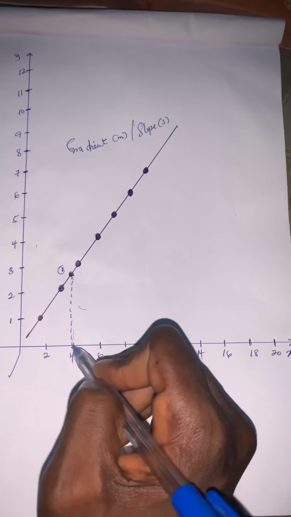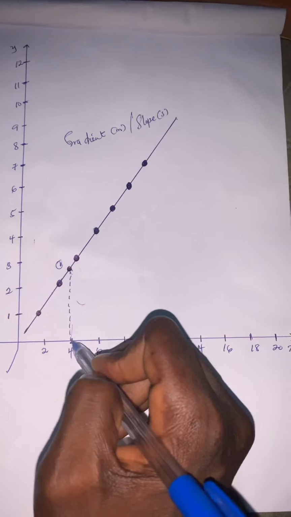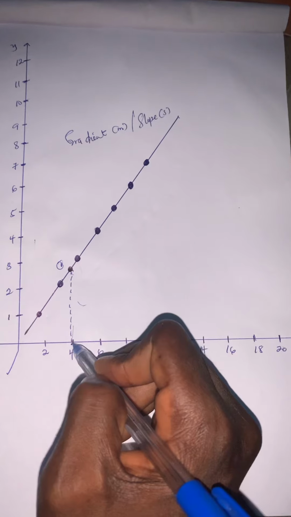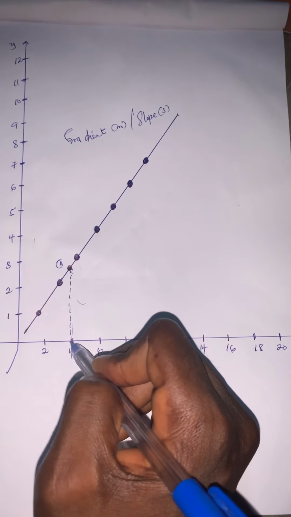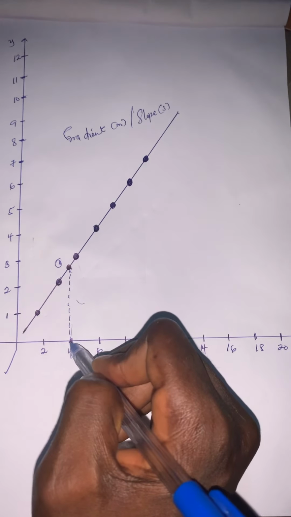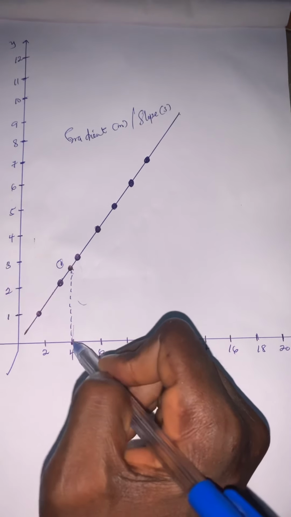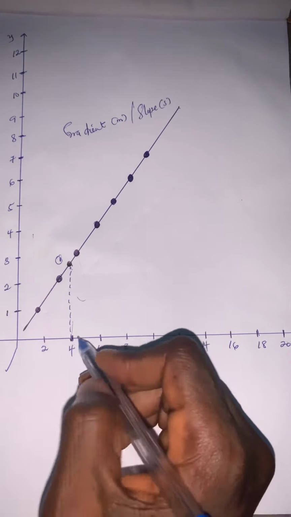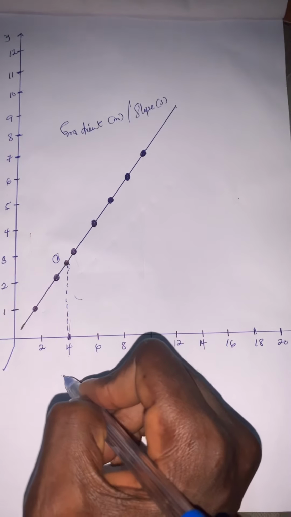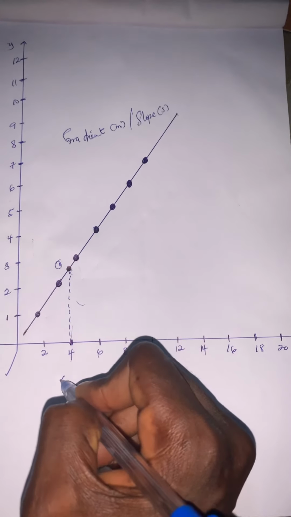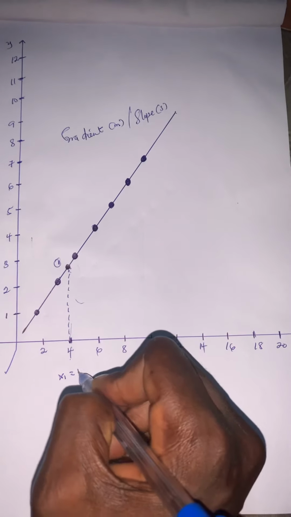Any value that it will fall on, that particular value will be my x1. So with this one, it is falling on 4. So this 4 here is my x1. So x1 is equal to 4.